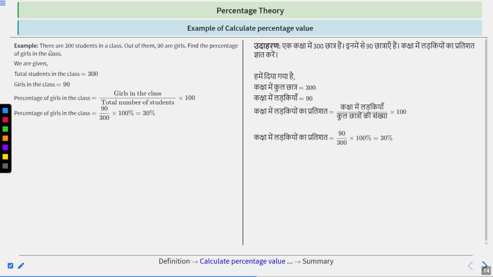For example, there are 300 students in a class. Out of them, 90 are girls. Find the percentage of girls in the class. Then in this question, it is given that the total number of students in the class is 300 and the girls in the class is 90. So when we need to calculate the percentage of girls, we can do number of girls upon total number of students multiplied by 100. So 90 upon 300 multiplied by 100, we get 30%. So 30% of the students in the class are girls.